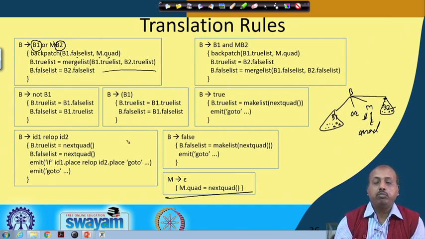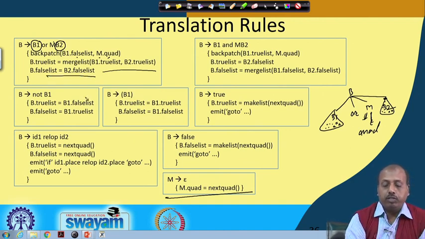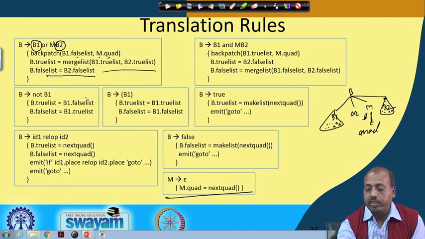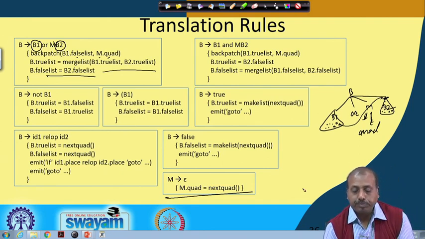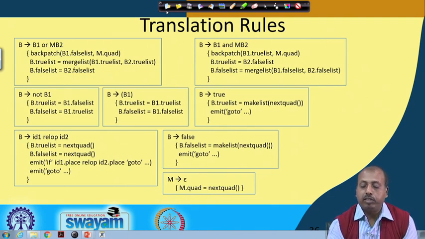So, merge list means it will merge the two lists and get the overall thing, and B's false list is B2's false list, because B1's false list has already been backpatched with the start address of B2. So, it will branch from here to here in the execution. So B's false list will be the same as B2's false list. A similar type of rule can be made for this AND.